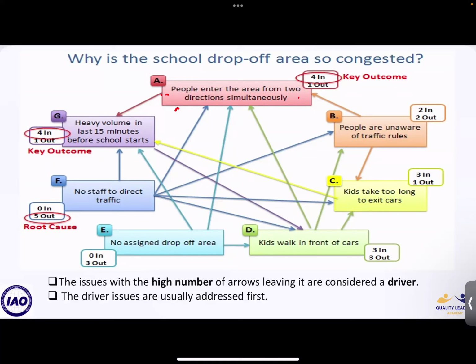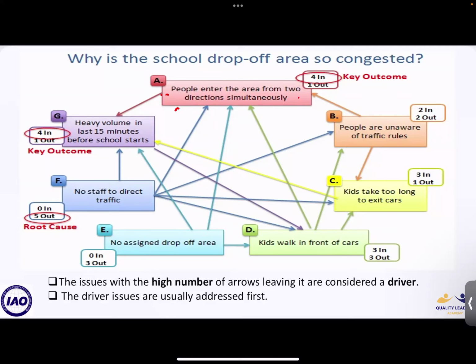Another example is no assigned drop-off area. So this leads to another issue and another issue and another issue. So each problem leads to other problems. So I start understanding which problem is causing other problems. To represent the cause and effect, I draw arrows indicating the cause leading to the effect. After drawing these arrows and linking all the causes of the problems, I go to each main problem and write down the number of arrows.